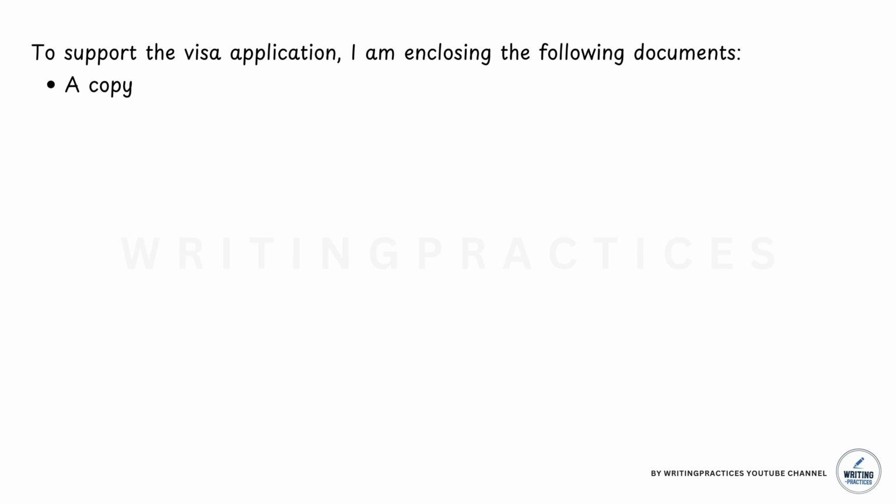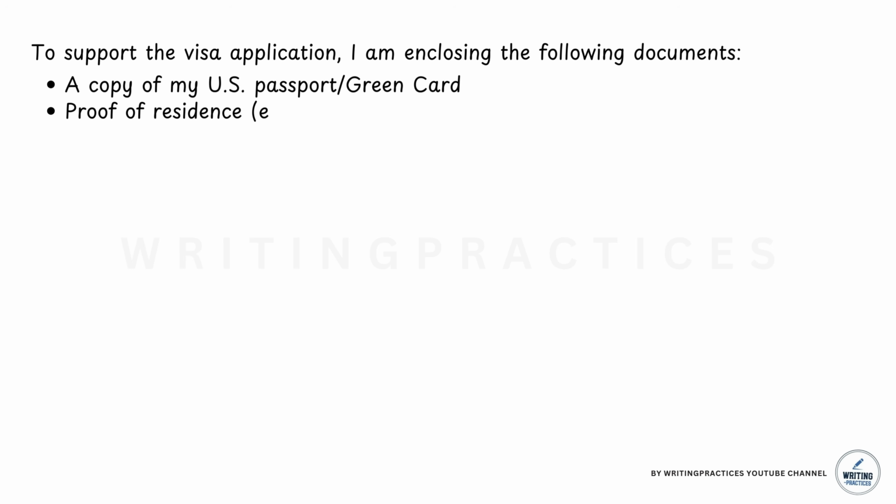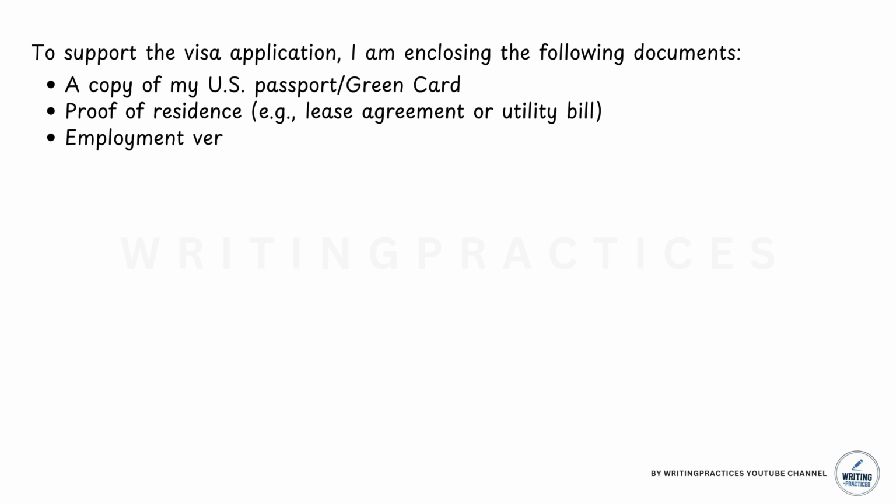Now we move on to the next part of the letter, where you list the documents you're attaching to support the invitation. To support the visa application, I am enclosing the following documents: a copy of my US passport or green card, proof of residence, such as lease agreement or utility bill, employment verification or bank statements, a copy of my ID.